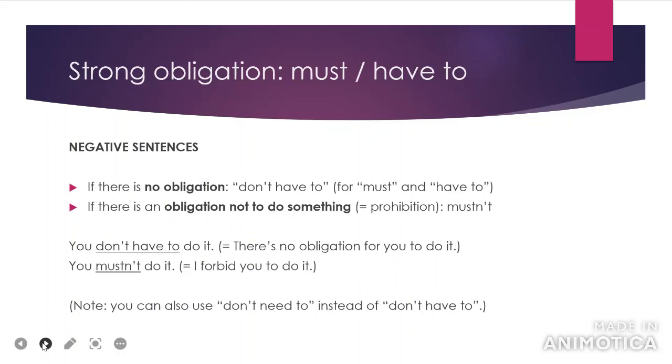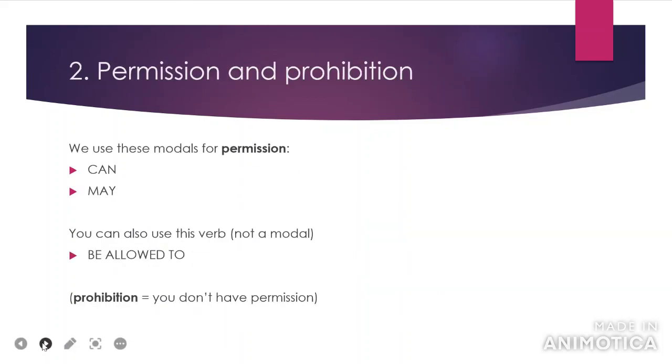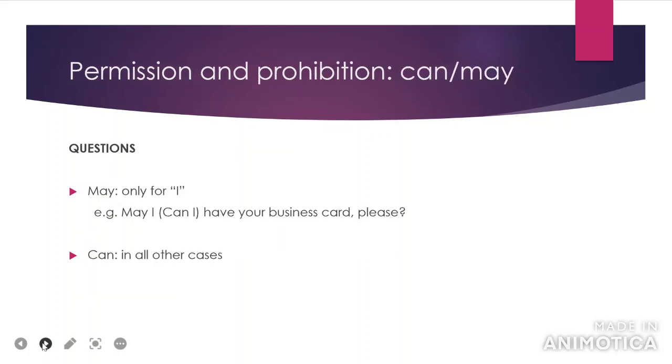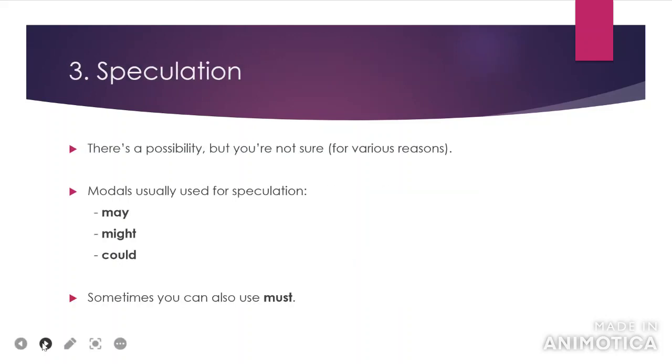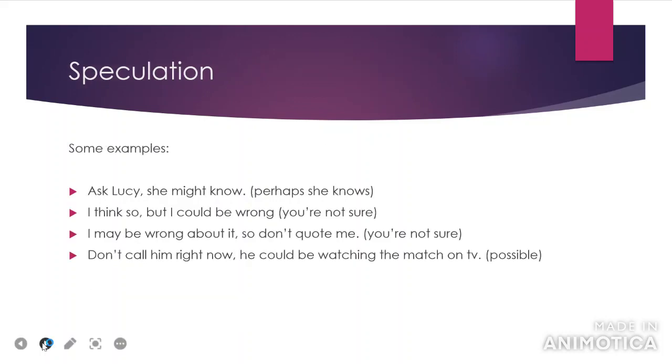What you do with negative sentences, what you do with questions, permission and prohibition: you have can and may, and look there, you can also use this for be allowed to. It's not a modal. Actually, it is one of these alternatives which we're mentioning here. So in a way, you were already warned that this was coming. Again, speculation: may, might, and could, and sometimes also must.